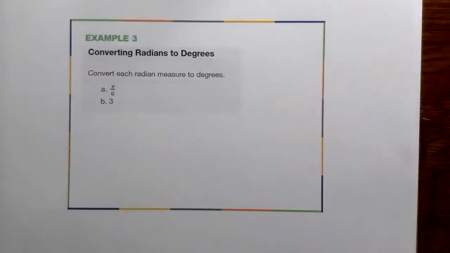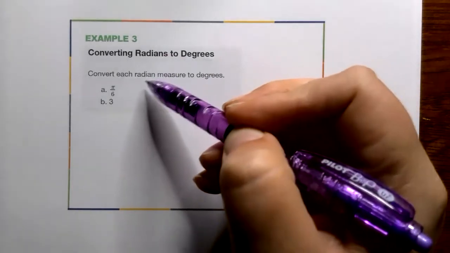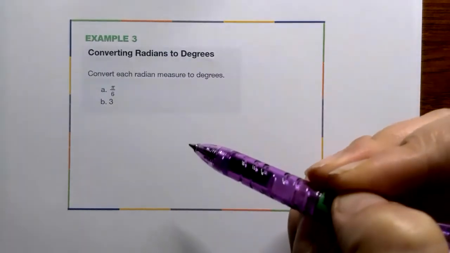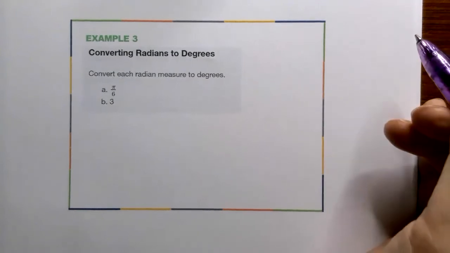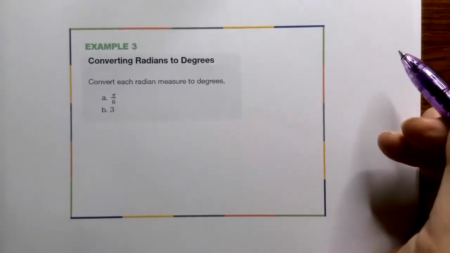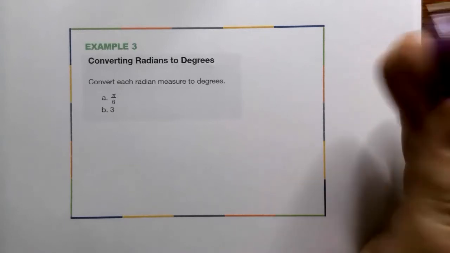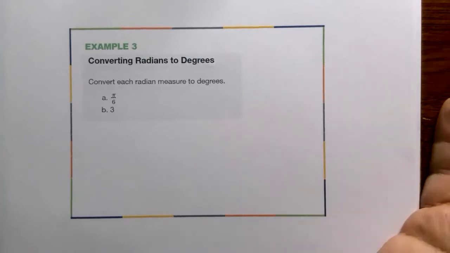So I assume that you already did that, you solved that problem. So let's move forward. Next problem, it says convert each radian measure to degrees. Okay, so in here, I want to remind you about unity fractions. Those are fractions that convert some units into other units.